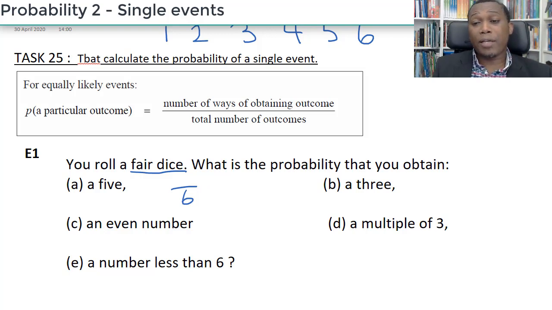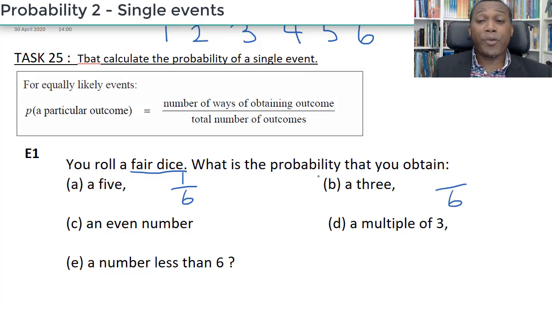And the number of ways of obtaining the outcome. So I want a 5. How many different ways can I get a 5? Well, there's only one way to get a 5, so the chance of getting a 5 is 1 out of 6. That's the idea we're trying to build. Part B, getting a 3. How many different outcomes do I have on the dice? Again, the denominator is a 6.